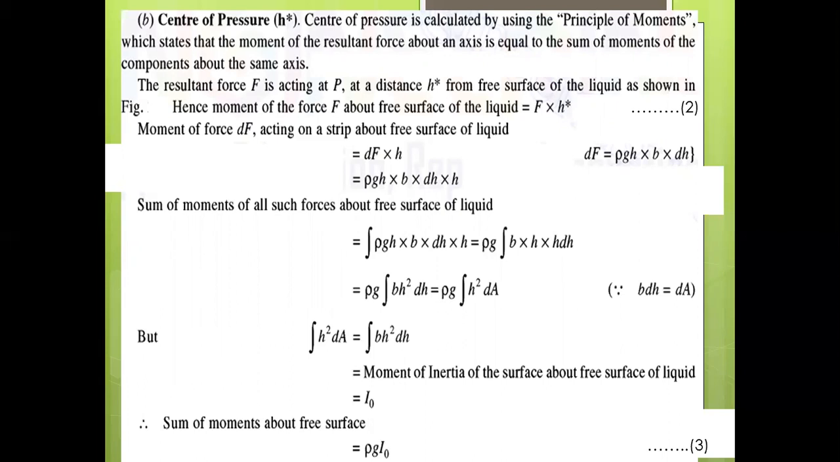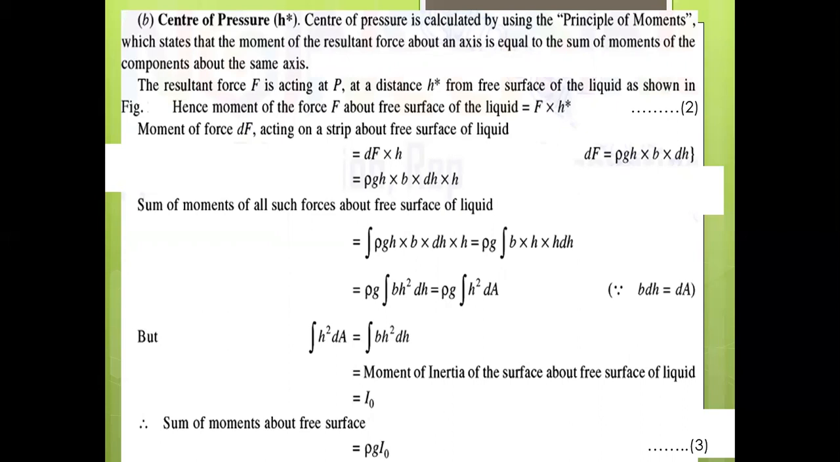Then the moment of force dF acting on the strip about the free surface of the liquid will be equal to dF into h. We know dF is rho g h into b dh. Therefore, it is equal to rho g h into b dh into h. Now, the sum of moments of all these forces about the free surface of the liquid is equal to the integration of rho g h into b dh into h, which will be equal to rho g into the integration of b h into h dh.